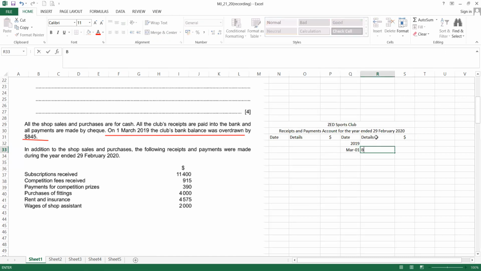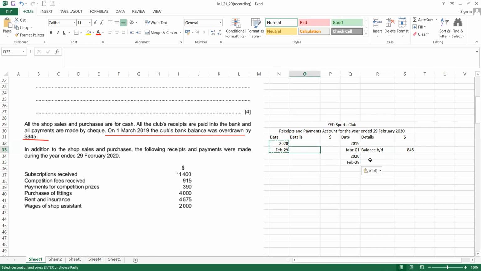March 1st, balance brought down, 845. Next, as I say, when you see the word receipt, that means it's on the debit side. 2020, because they say the financial year ended is February 2020, so this is the last day. Everything except this balance brought down is the first day. The rest are all last day recording, so in the debit or credit, payment and receipt are all last day.